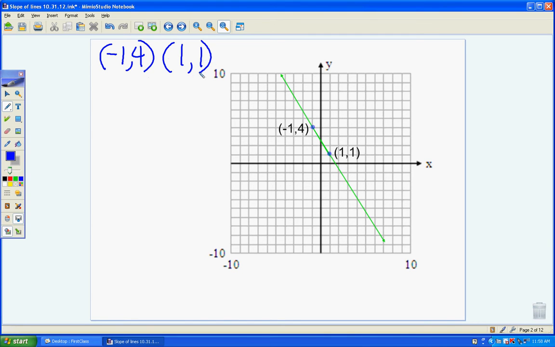Now, does everyone know where those numbers came from? Yep. For sure. So negative 1, 4, we start at the origin. We have to go back 1. That's where negative 1 comes in. And then up 4. We always have to list our x and then our y.